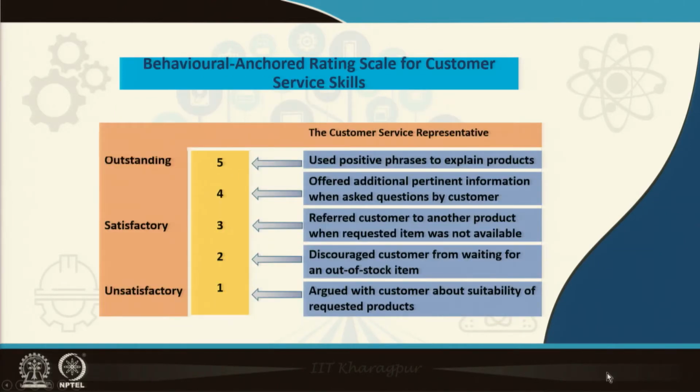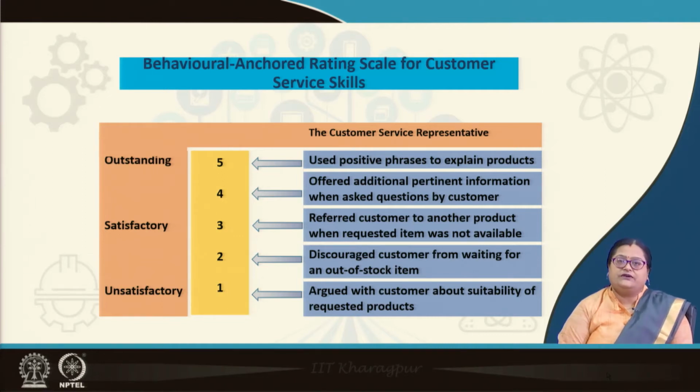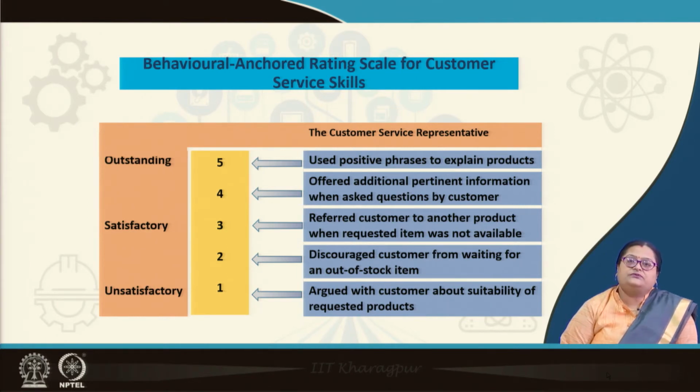Let us see a behaviorally anchored rating scale for customer service. When you talk of unsatisfactory, which is point 1, we see: argued with customer about suitability of the requested products. Point 2 talks of: discourage customer from waiting for an out of stock item.